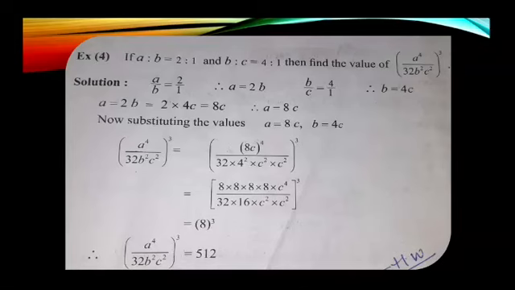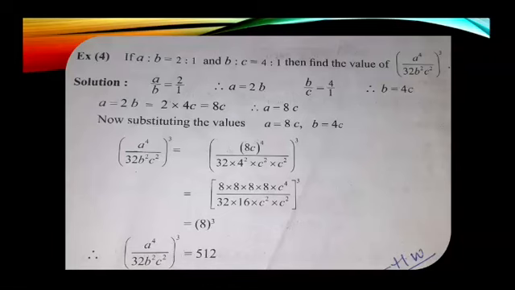Now let's take the first part, that is a is to b is equal to 2 is to 1. We are writing in fraction form, so we get a upon b is equal to 2 upon 1. Cross multiplying, we get a is equal to 2b. Similarly, we take the next part, b is to c is equal to 4 is to 1. Cross multiplying, we get b is equal to 4c.